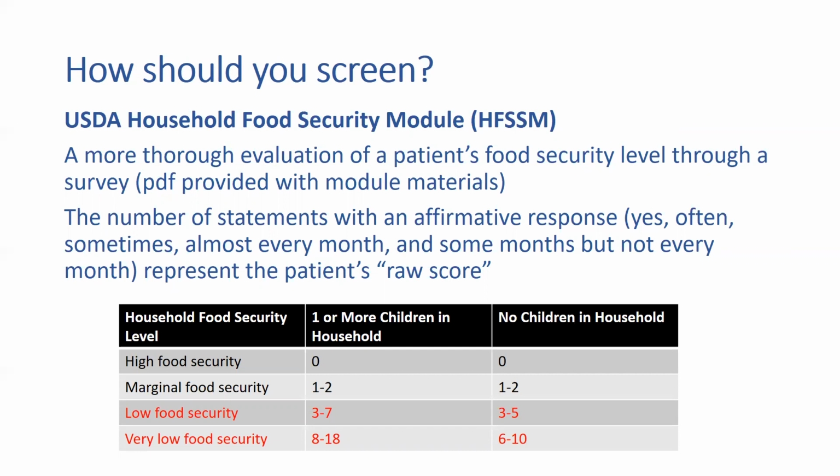And you really want to be looking for scores above 3. So 3 to 7 and 3 to 5, depending on whether or not you have children, indicate low food security, and then above 8 or above 6, whether you have children or no children, indicate very low food security. So again, the household food security module is a more thorough questionnaire that will give you a better screening for the patient's food security status.